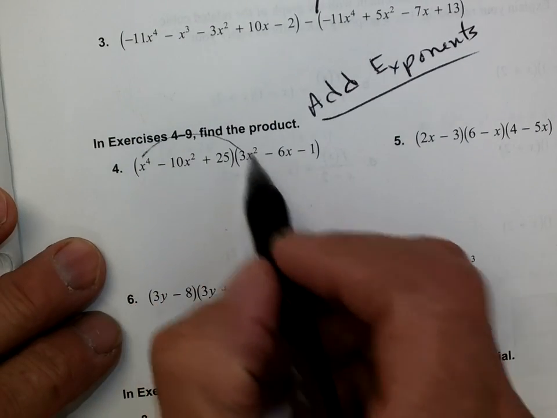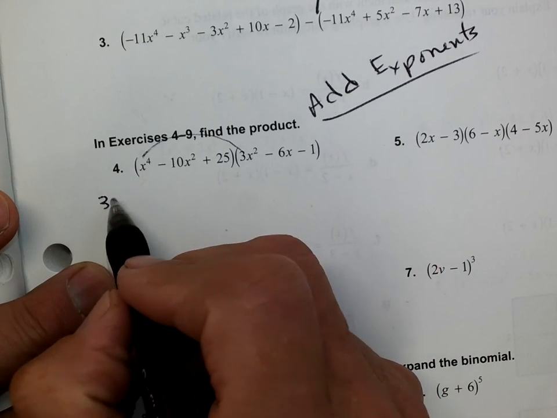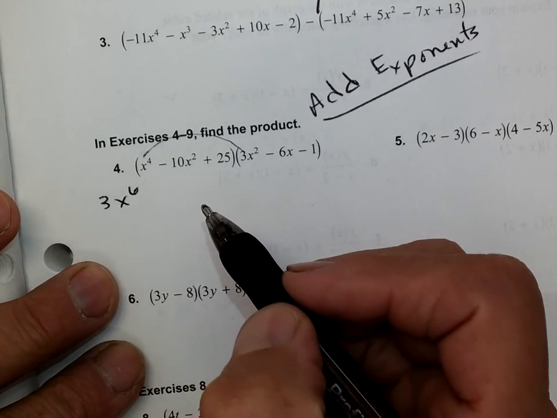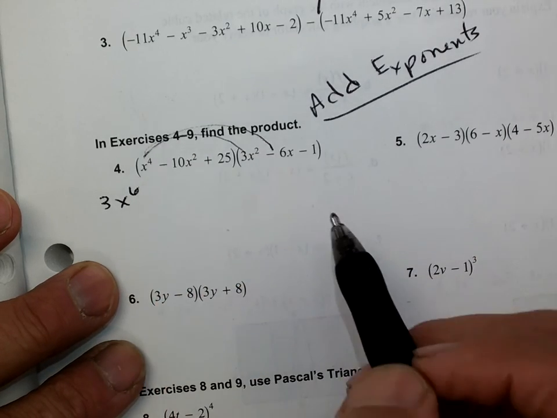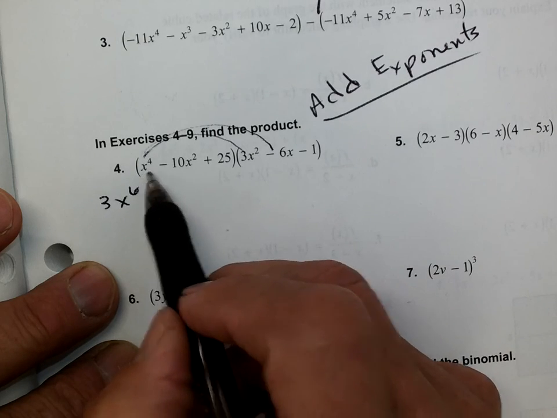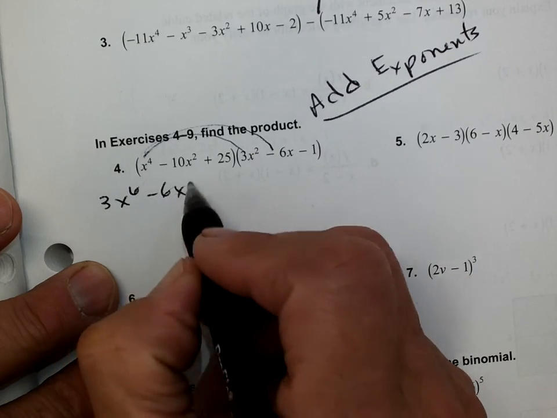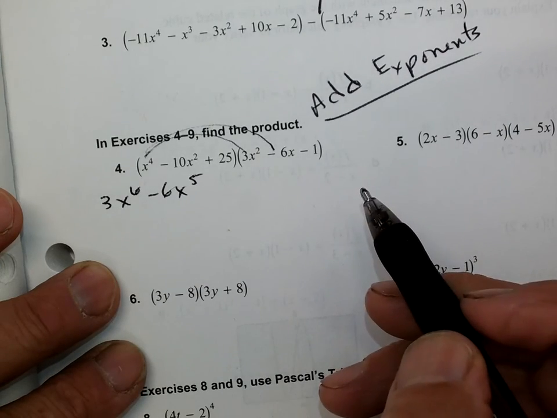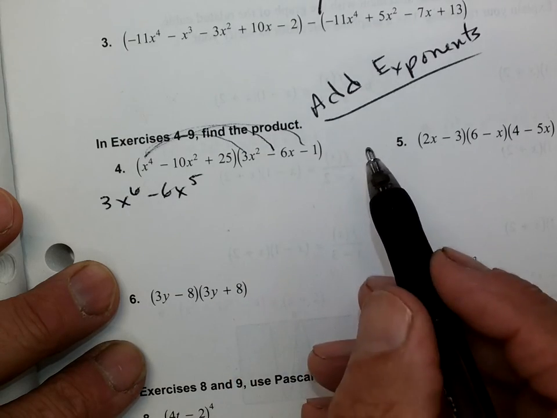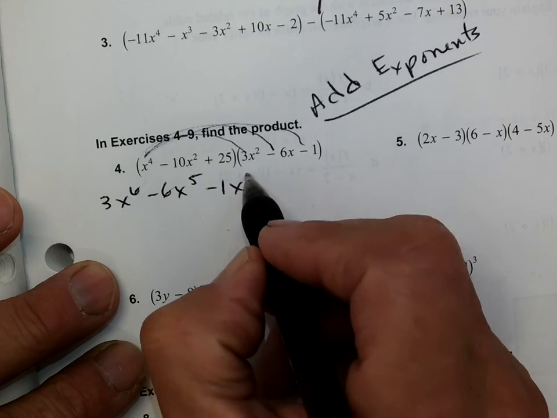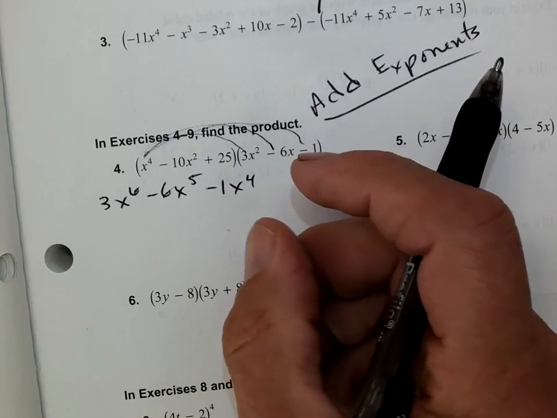X to the 4th times 3x to the 2nd makes a 3x to the 6th. Then I have to take the x to the 4th times the negative 6x. X to the 4th times a negative 6x makes a negative 6x to the 5th. Then I've got to take the x to the 4th times a negative 1, which makes a negative 1x to the 4th. This is a big problem. It's like a no fun problem.